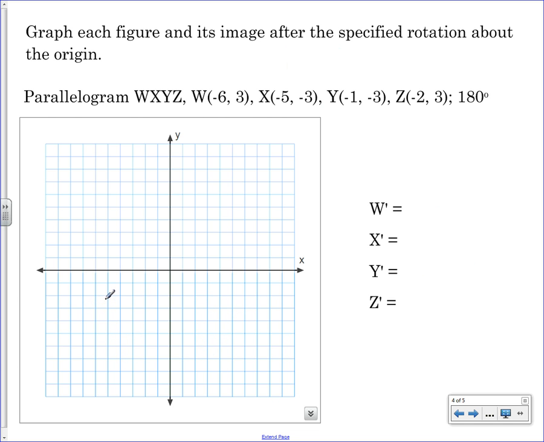Okay. All right. This one is a 180-degree rotation. So what's your rule this time? X comma Y goes to what? Negative X, negative Y. Good. So we'll do W prime together, and then I'll have you try one by yourself. Negative X, negative Y, W prime. So -6, 3 is going to turn into 6, -3. So why don't you guys try the rest of them while I graph the original, and then we'll graph them together.